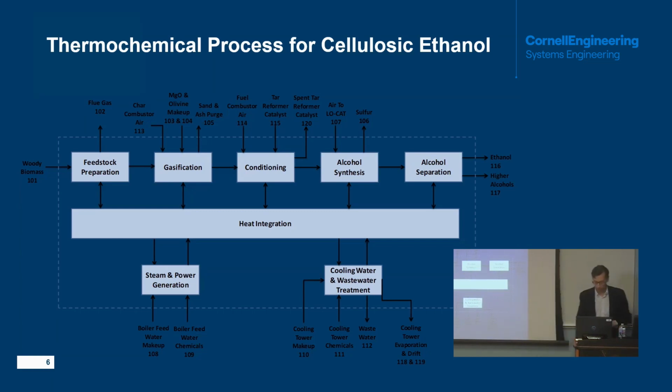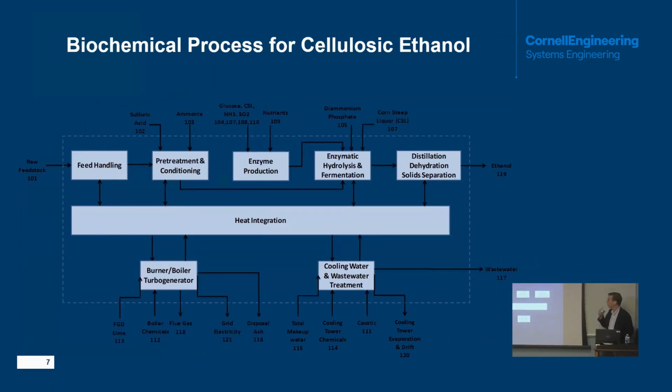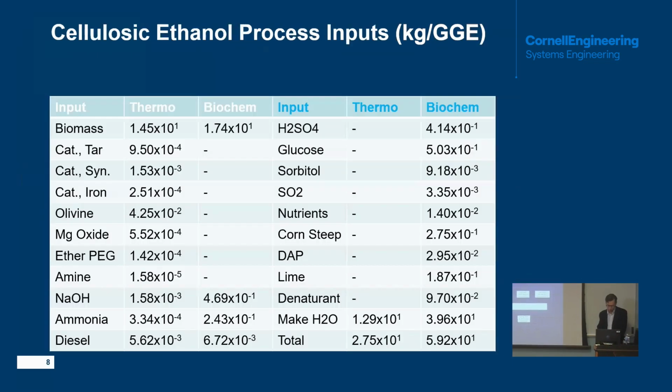And we were doing this similarly for a separate process, biochemical. Again, looking at the different aspects, we have the different flows, etc. So what are the inputs going into the cellulosic ethanol process? There's essentially two groups of columns, right? So the inputs listed, and then the thermo and biochemical.